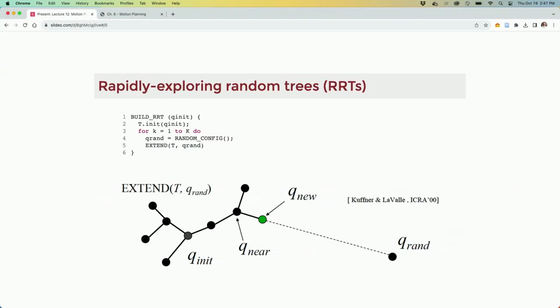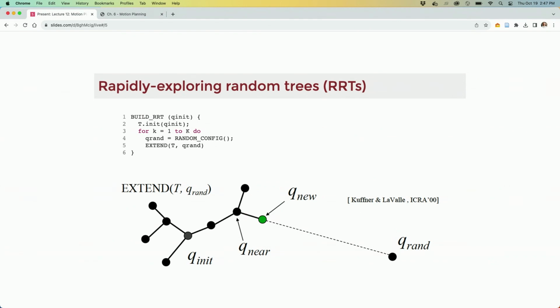Now I'm going to pick a different point, let's call it Q random here. And I'm going to take my current point, or my starting tree here, and find the closest point to my new sample point. Here it was the Q near. And I'm going to grow a tree in the direction of this Q random.